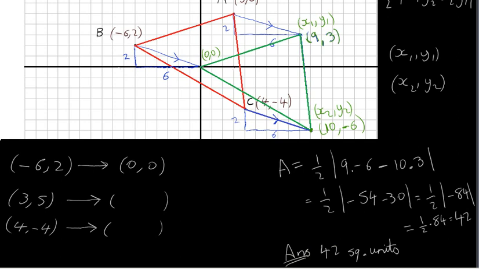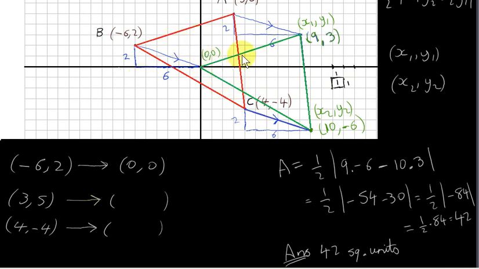Now what's a square unit? The square unit is the area of a square of side 1 unit. So each of these marks here is a unit. So a square of side 1 unit would be, for example, this square here. So each side of this square is 1 unit. The area is 1 times 1, which is 1. So there are 42 of these squares inside this green triangle, or inside the red triangle. Of course, both triangles have the same area.